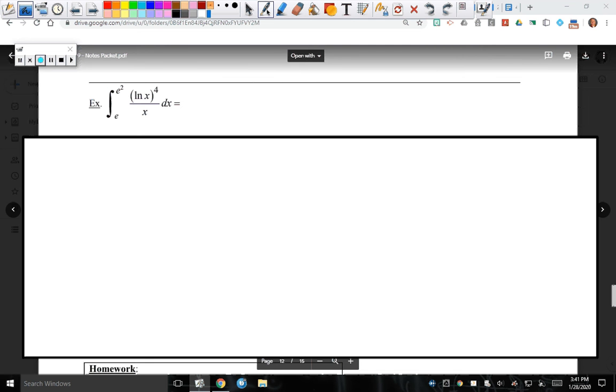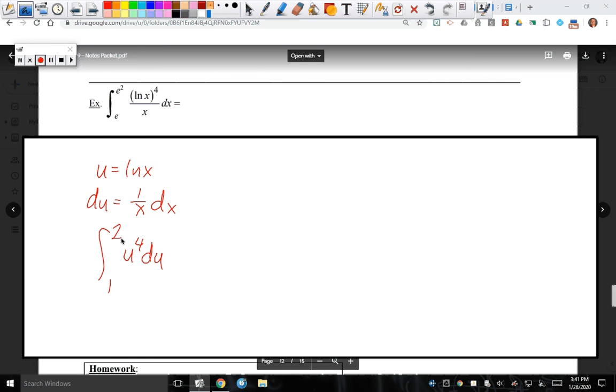Okay? What's u? Natural log of x. What's du? 1 over x dx. What's the rewrite? U to the 4th du. Nice. What's the lower bound? 1. What's the upper bound? E. No, 2e or 2.